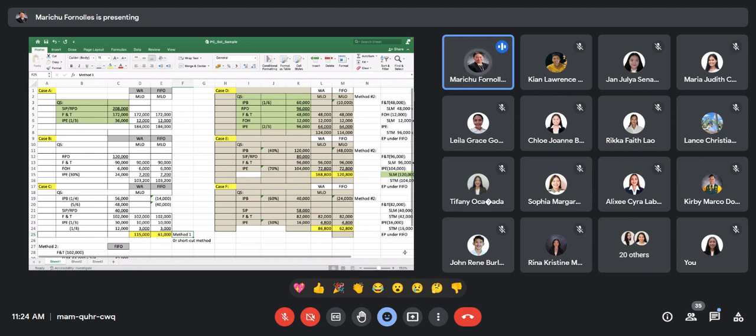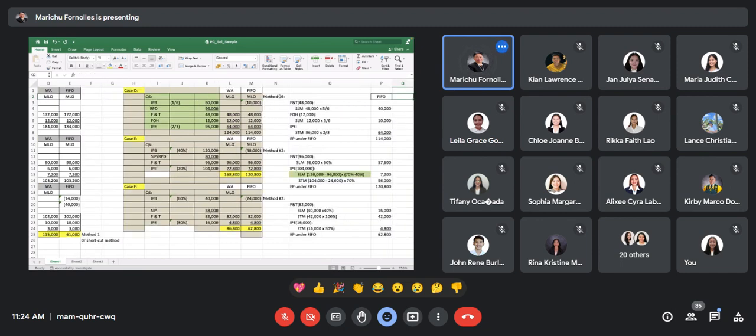Okay, I'd like to use the data in case D to show you the alternative way of computing EP under first in, first out. So in method 2, your starting point will be your F&T. In the quantity schedule, our F&T is 48,000. Analyze how many units of the F&T were started last month, and how many units of the F&T were started this month.